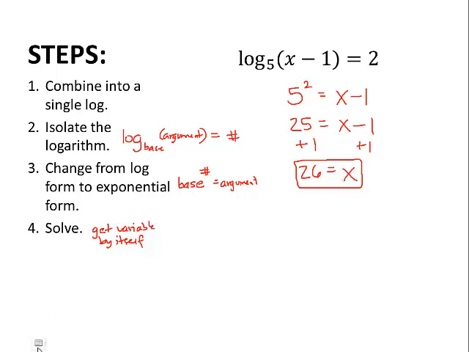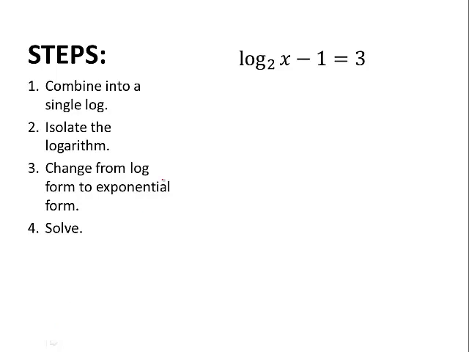Let's try another problem. So notice I've left the same steps here. I'm going to start all the way back at the beginning because we might have to do this. Combine into a single log. I only see log written down once, so this step is already taken care of. We don't need to do any combining. Next is to isolate the logarithm. Remember how I said that was to get log, a base, and the argument all by itself on the left and a number on the right. That means that this minus 1 has to go. So we're going to add 1 to both sides to cancel that out.